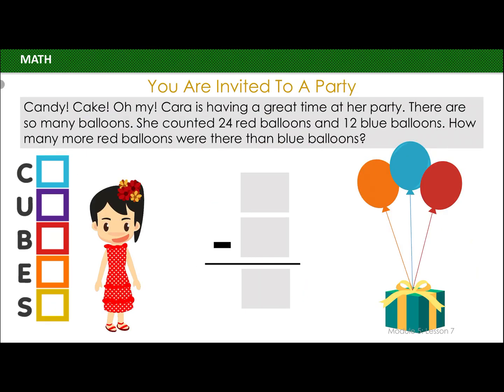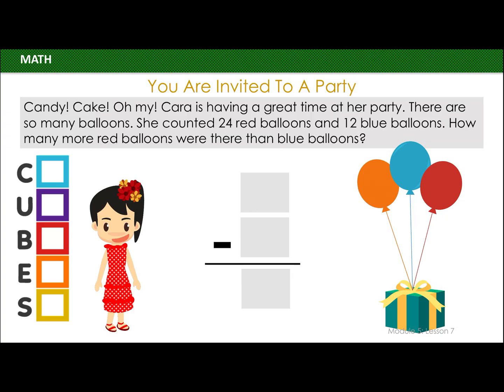My next word problem says, candy, cake, oh my. Kara is having a great time at her party. There are so many balloons. She counted 24 red balloons and 12 blue balloons. How many more red balloons were there than blue balloons?